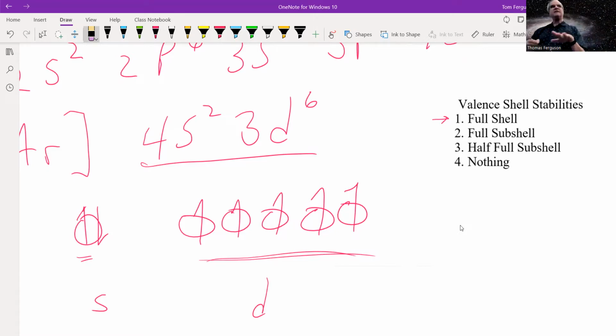So that's why these configurations really help trying to predict ions. Because if you lose or gain electrons and you go up the table here to a more stable configuration, that's the driving force for it to happen.